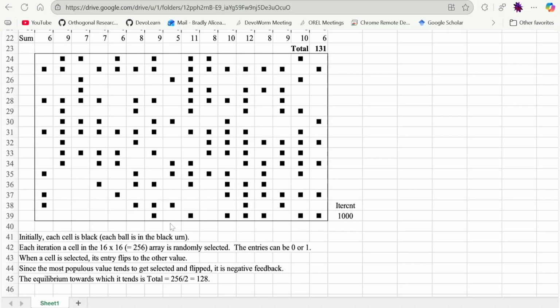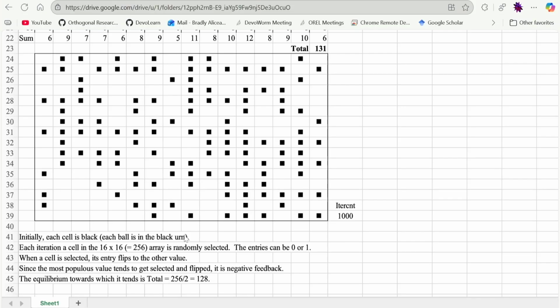Since the most populous value tends to get selected and flipped, again, it is negative feedback. And so our equilibrium tends over time to be where we have half of our grid being white balls and half being black balls. And we end up in the same place that we do with the first example, where I showed you that it was a random initial condition. In this case, it's a uniform initial condition, and because of the way the game was played, we end up in the same place.